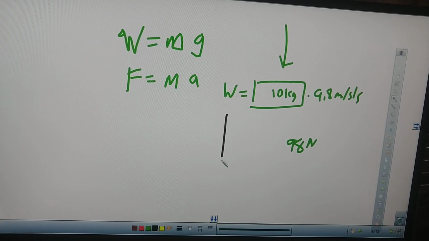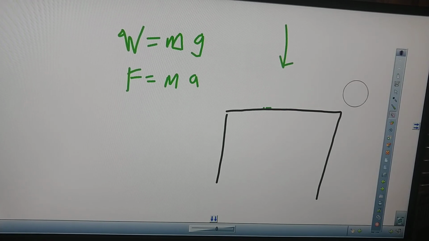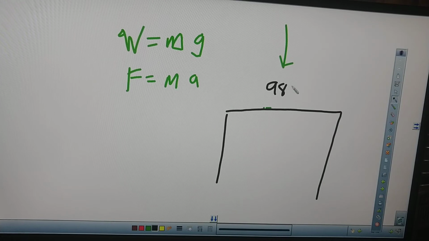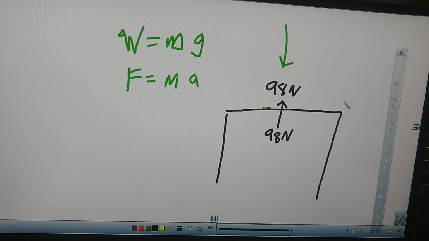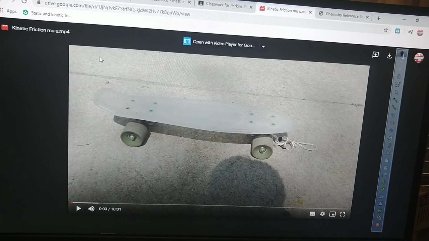Here's something. Here's Newton's third law. If a 10 kilogram book is pushing down on a table with 98 newtons of force, well, guess what? The table is pushing back with 98 newtons of force. That is the only possible answer. Otherwise, the book would be either moving up or down. It would be either floating or crashing through the desk. F equals ma.